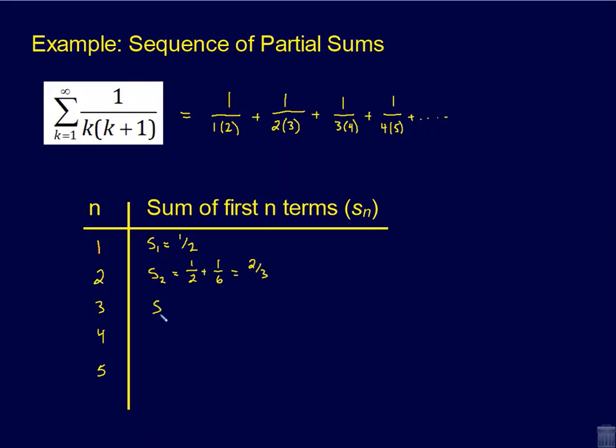The third would be adding the first 3 numbers together, which is 1/2, 1/6, and then 1/12. Now, a shortcut would be to take the previous answer 2/3 and just add on the 1/12. Okay, so if you think about that, if 2/3 is equivalent to 8/12, then adding on one more is going to make 9/12. But that reduces down, dividing everything by 3, to 3/4.